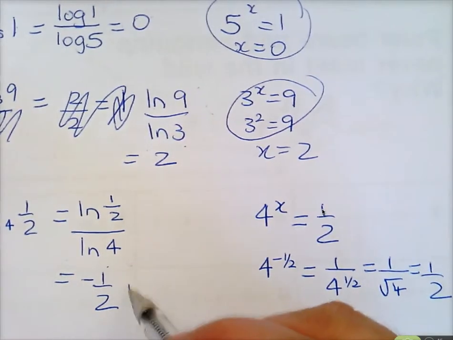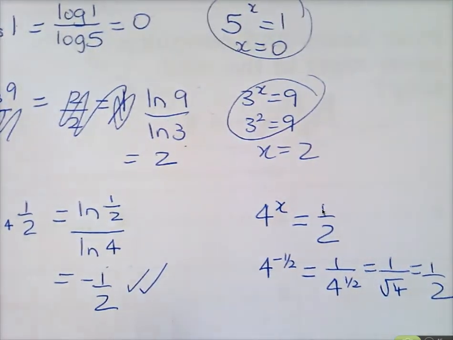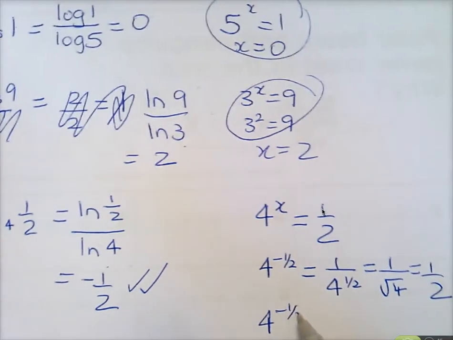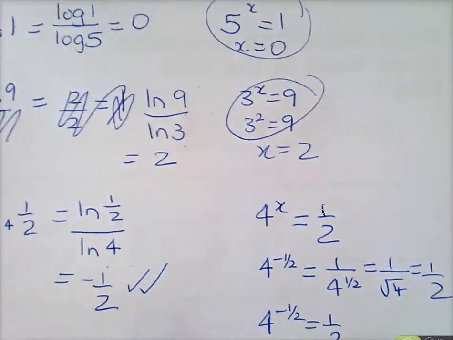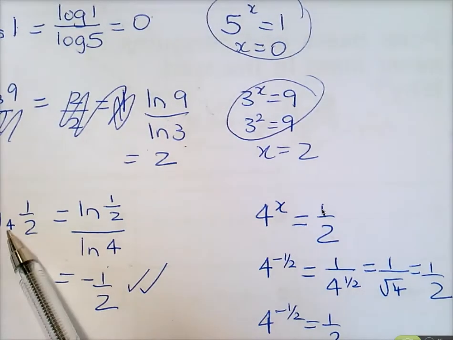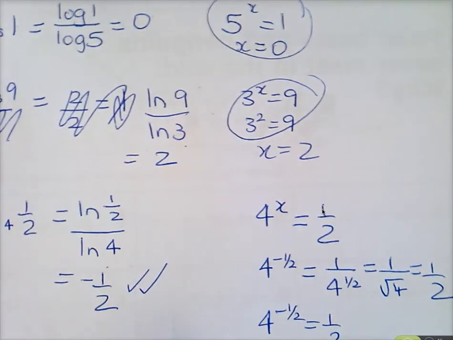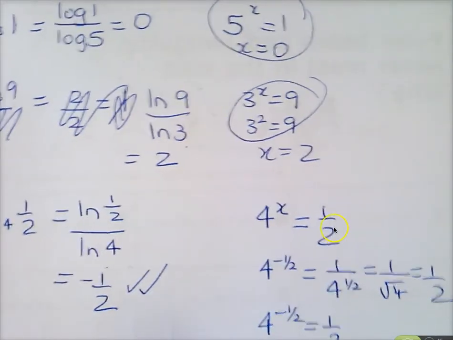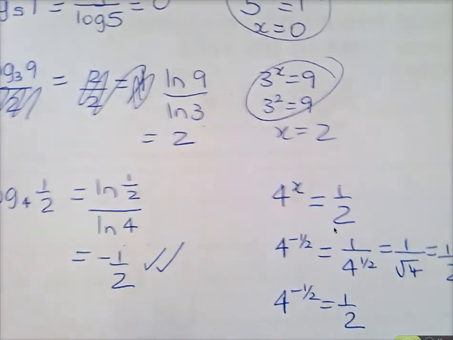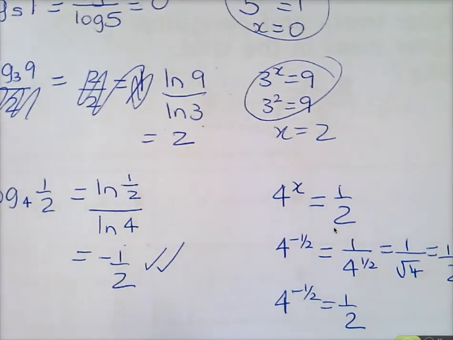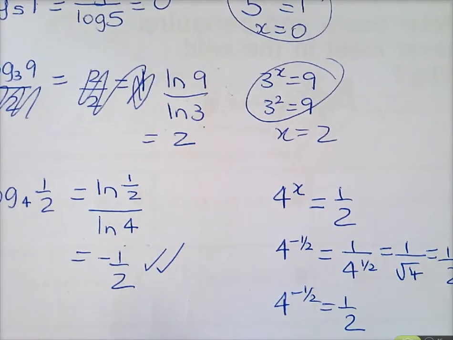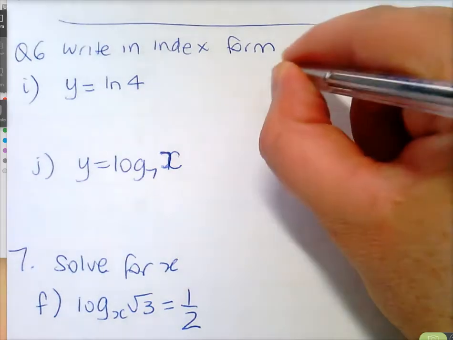So girls, this answer of negative a half, what does it mean? It means that 4 to the negative a half is a half. That's what it means. 4 to the power of what is a half? That's the meaning of the log. But you can use change of base. You don't have to know the meaning. All right, I want to do log laws now.